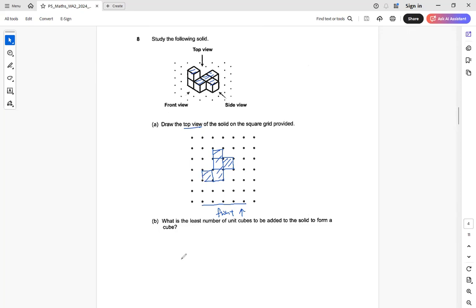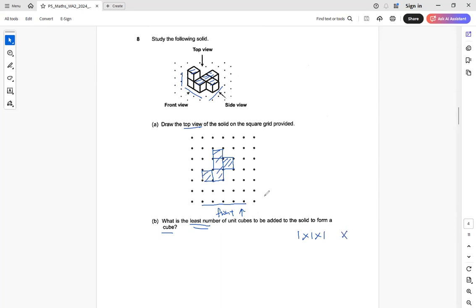Then let's look at part B. What is the least number of unit cubes to be added to the solid to form a cube? You want the least number of unit cubes to be added. For unit cubes, you can make either a 1 by 1 by 1 cube. But you see, your length is already 3 cubes, your breadth is already 3 cubes, your height is 2. So it's definitely not possible to form a 1 by 1 by 1 cube. So this one is not an option.